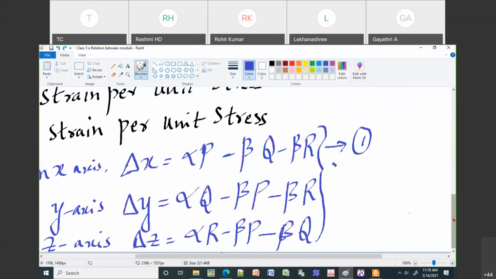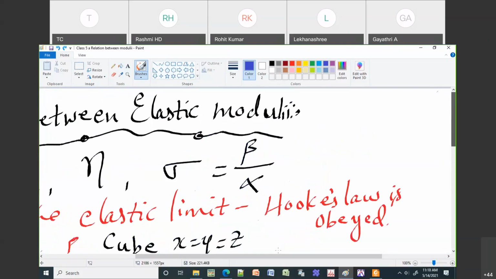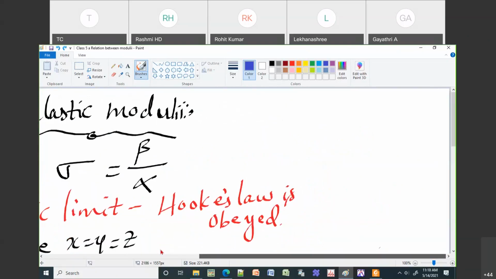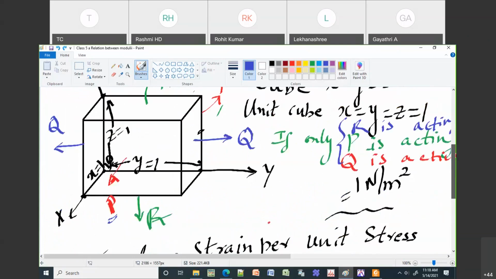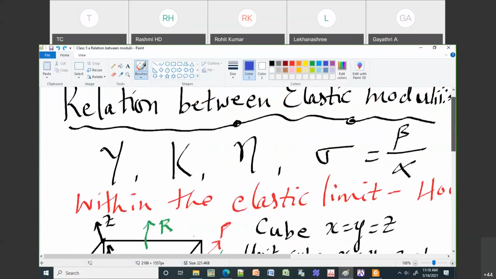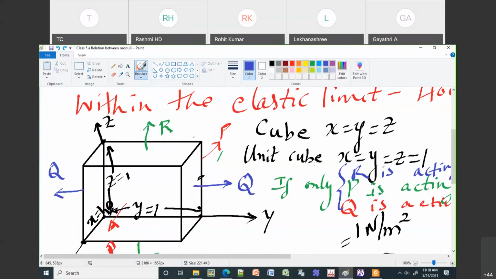Okay, so is it clear up to this point? So you take a unit cube. Unit cube means you take all the lengths equal to 1, x equals y equals z equals 1. Then what you do is you apply the forces on all the surfaces. So your P is the force which is acting in x-axis, Q is the force which is acting in y-axis, and R is the force which is acting on z-axis.